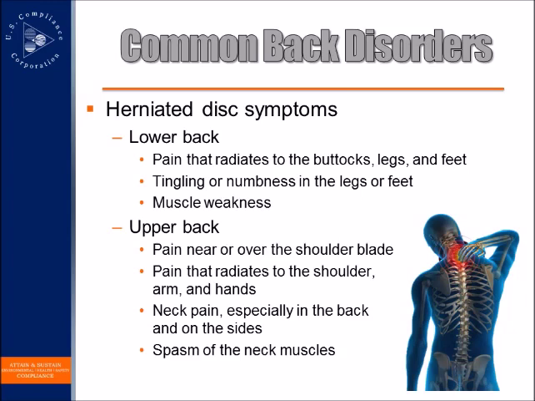Now, a herniated disc in the upper portion of your back is going to be represented by pain near or over top of your shoulder blades, pain that radiates to the shoulder, arms, and hands. You may experience neck pain, especially in the back and on the sides. And also common with upper back herniations is spasms of the neck muscles.